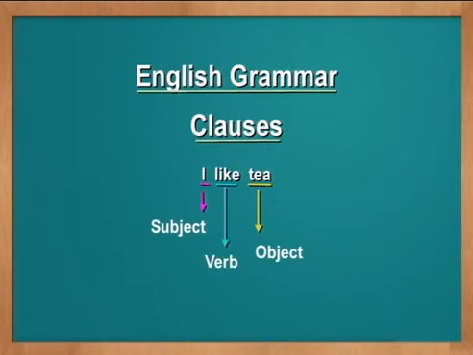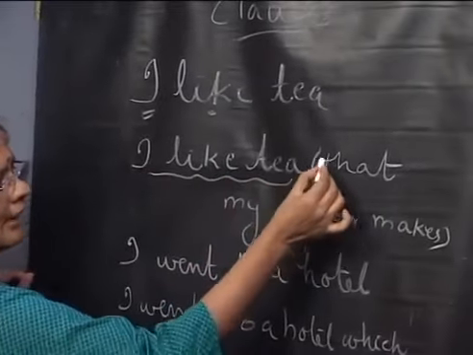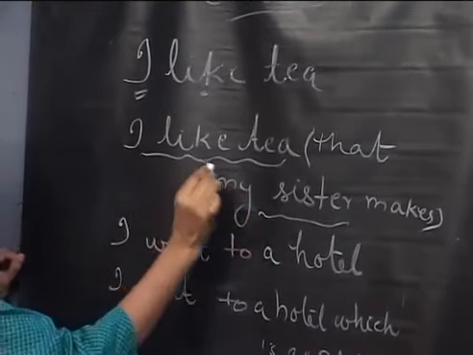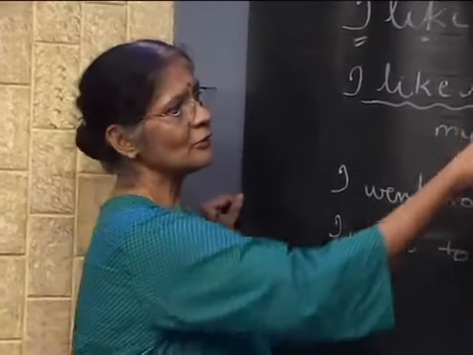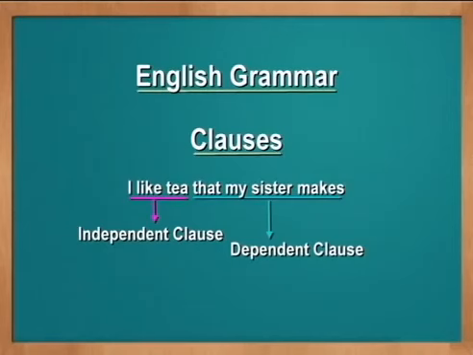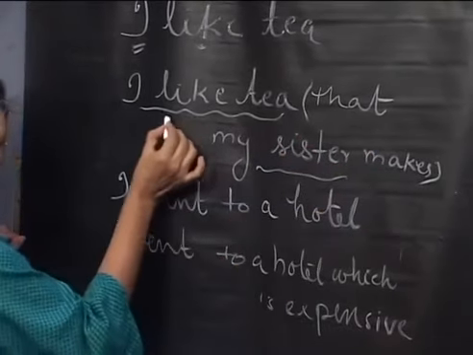So, here I like, I is the subject, as usual like is the verb and tea is the object. This I like tea is the first part and that my sister makes is the second part. Now, I like tea, these three words convey a complete idea, that I like tea. But when you come to the second part of the sentence, that my sister makes, if you take off I like tea and simply say that my sister makes, it cannot convey a full idea. So, it makes sense only when it is joined to I like tea.